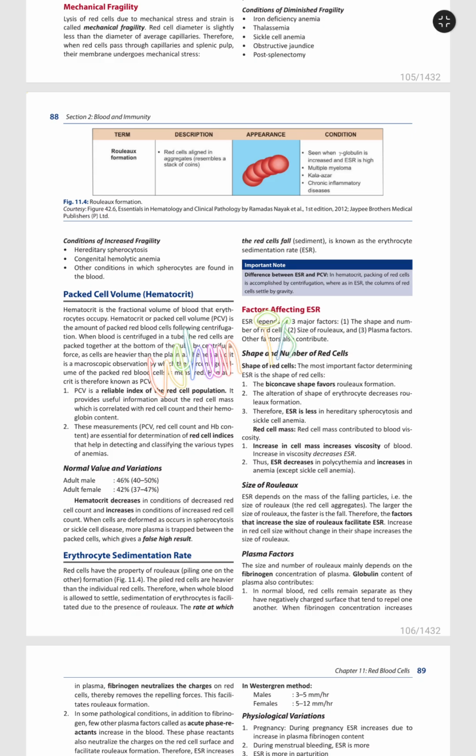When is Rouleaux formation seen? It is seen in increased gamma globulin, and erythrocyte sedimentation rate is high.